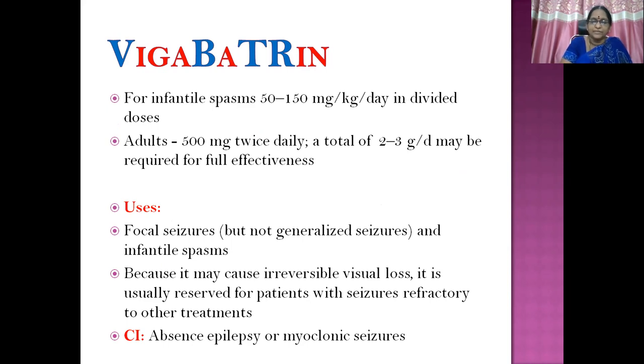If you can remember the dose, that is well and good. If you can't remember the dose, no problem with the newer anti-epileptic drugs. Whereas for the conventional drugs, you need to remember the dose. In adults, 500 mg twice daily, a total of 2 to 3 grams per day may be required for full effectiveness. The therapeutic indications are focal seizures, but not generalized seizures, and also infantile spasms, but rarely, because of the ADR. Because it may cause irreversible visual loss, it is usually reserved for refractory epilepsy. And contraindications are absence epilepsy or myoclonic seizures.